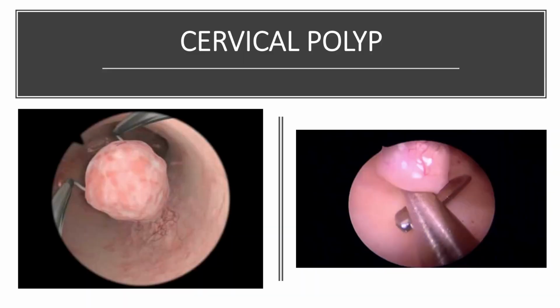So this is Asherman syndrome. I mean, we can use it for myomectomy. We can use it for cervical polypectomies and other endometrial polypectomies.